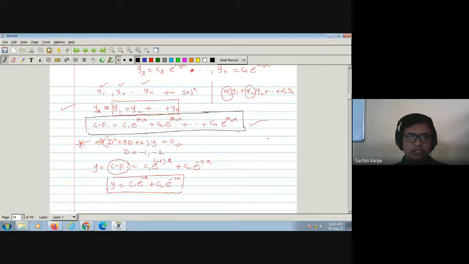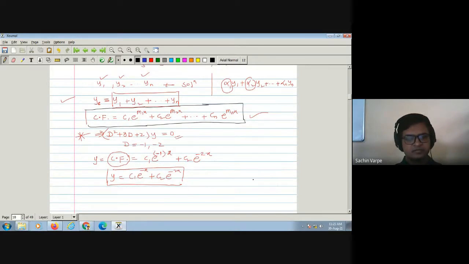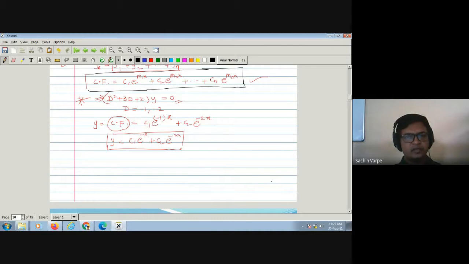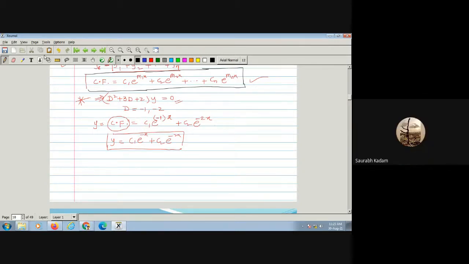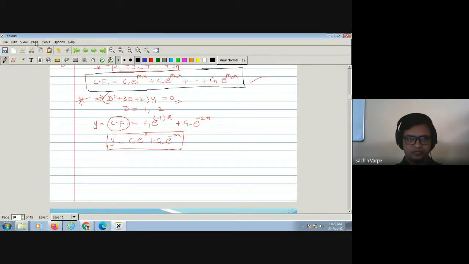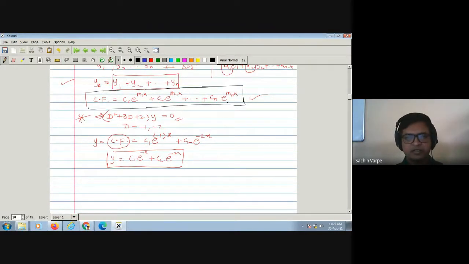Now, depending upon the nature of roots. Nature of roots means what? What kind of roots are these? Do you know the nature of roots? Mainly there are two natures. The root can be imaginary, and the root can be real also. So real and complex are the two main natures. Let us have the formula for the complementary function based on the nature of the root.